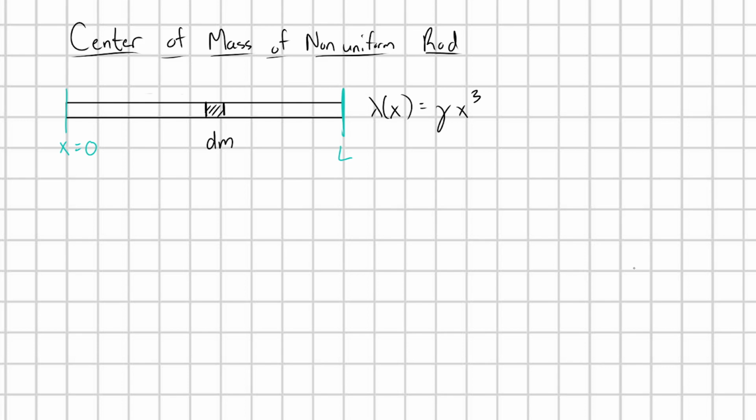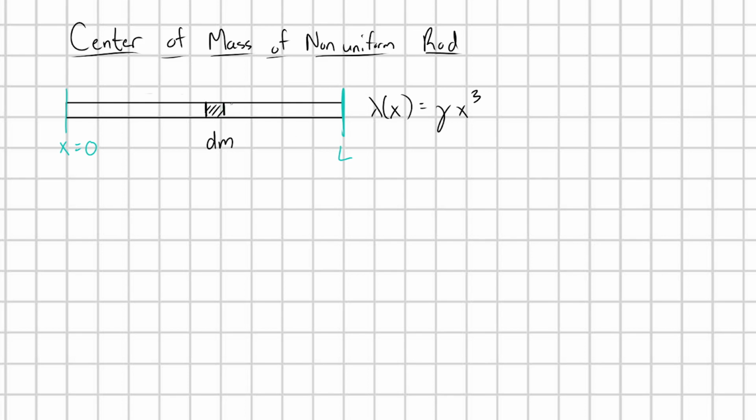nice and easy example here. So I have some rod of length L, and it has some linear mass density equal to gamma x cubed, where gamma is some constant and x is measured from the left end of the rod, which I've called x equals 0. Okay, and we want to find this rod's center of mass.